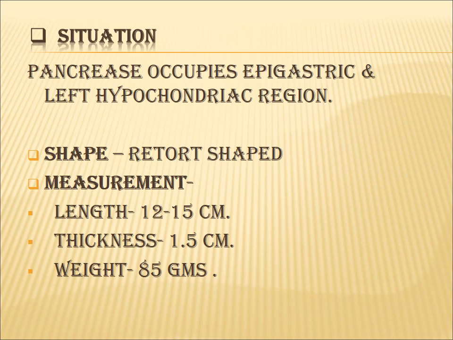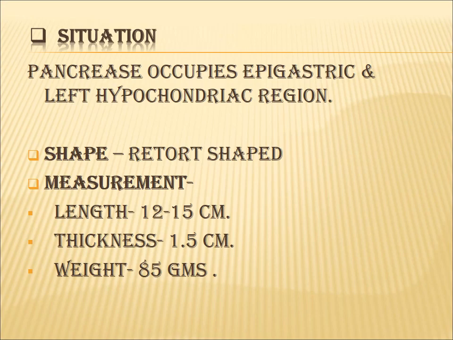Okay. Then its shape and size. It is retort shaped or else an inverted J-shaped organ. The retort shape, as we have seen in chemistry, has a bowl on one side and a small nostril on the other side. For the pancreas, the bowl of the retort represents its head and the stem of the retort will be its neck, body and tail.